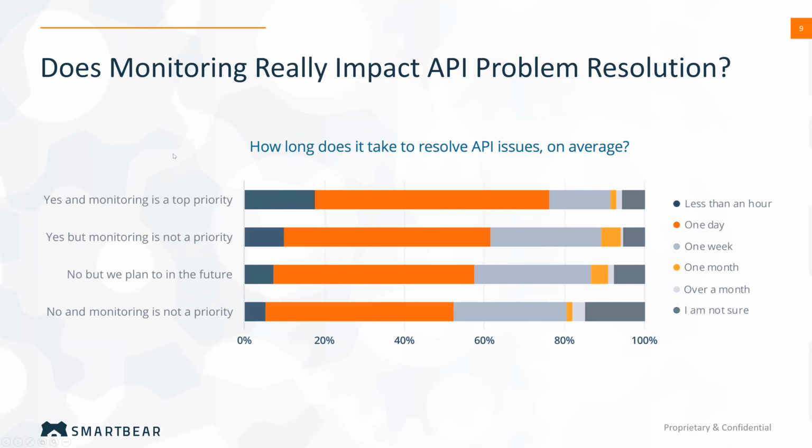I know this is just a visual representation of what I just said, right? Teams that are able to actively monitor their APIs and have that listed as a priority are able to solve issues way faster than those that are not monitoring and it's not a priority for them.